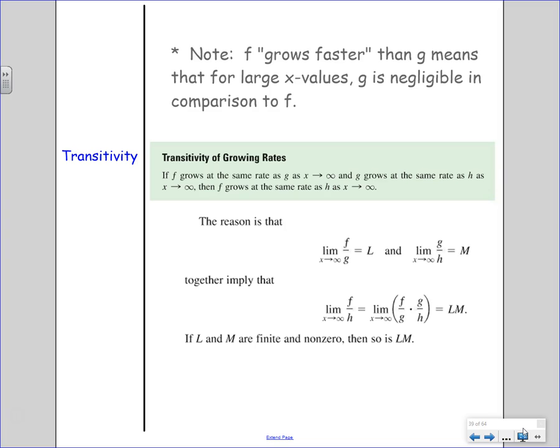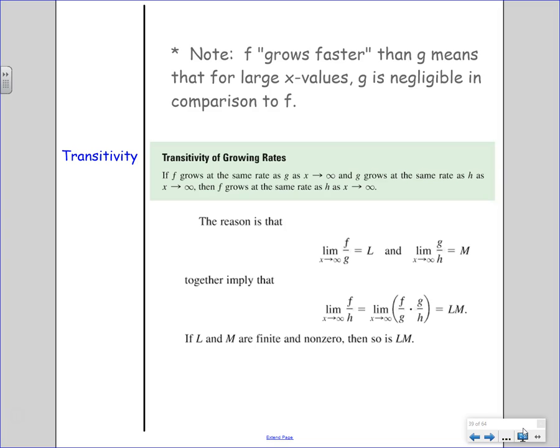This should kind of remind you of an old math property. Remember what old math property this should remind you of? If f grows the same rate as g and g grows the same rate as h, then f grows the same rate as h. Yeah, the transitive property. That's why it's called transitivity. I know, but you guys have seen that property since like what? Pre-algebra, math, something like that. Geometry definitely, when we talked about logic a lot.